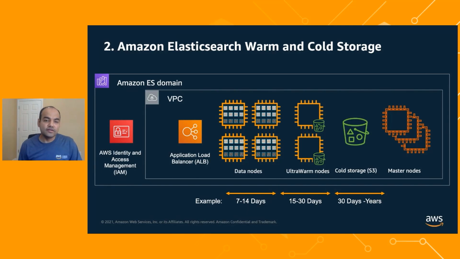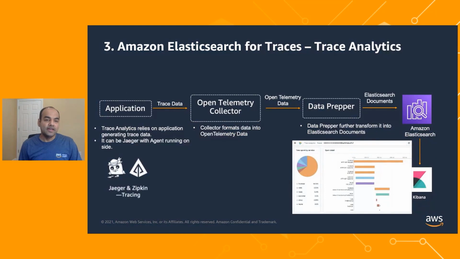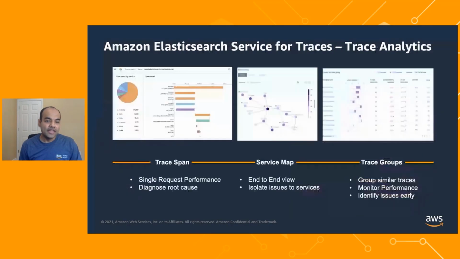The third thing which I want to talk to you about with Elasticsearch is tracing. Amazon Elasticsearch also offers trace analytics. You can continue to use the tracing frameworks which you are using today, like Jaeger and Zipkin. You can send all of those traces using the OpenTelemetry collector, which I will talk more about later, to Data Prepper, then to Elasticsearch Service, and visualize them on Kibana.